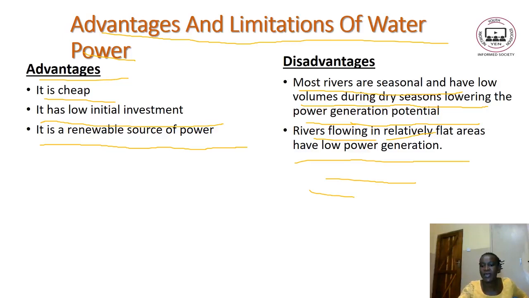That's why our ESCOM here in Malawi, they generate electricity more especially on the waterfalls. So on flat areas, it will be difficult to have the required energy power from the water, but rather we need steep areas or waterfalls whereby we can generate a high power. So we're saying that rivers which flow in relatively flat areas have low power generation.